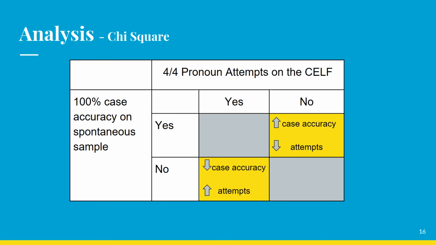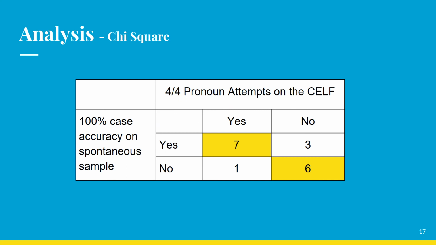If a child has a high percent of case accuracy and less than 4 out of 4 attempts, they will fall into a yes on the 100% case accuracy and the no of the 4 out of 4 pronouns on the CELF. If a child has a low percent of case accuracy and 4 out of 4 attempts, they will fall into the no on the 100% case accuracy, but they will have 4 out of 4 attempts on the CELF, putting them in the yes category.